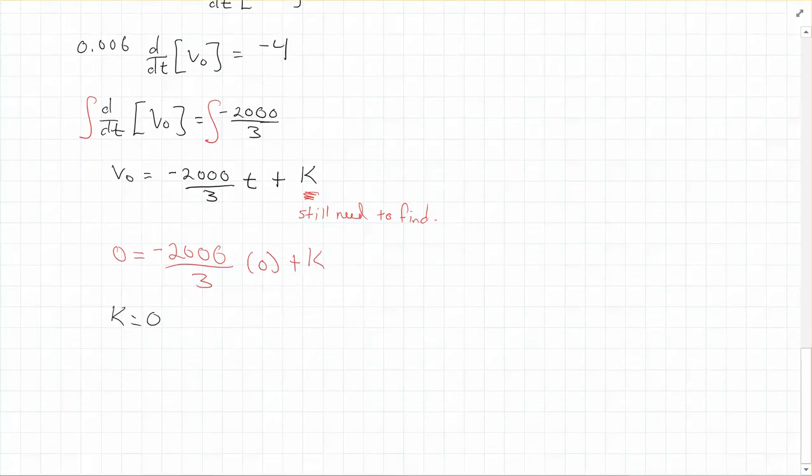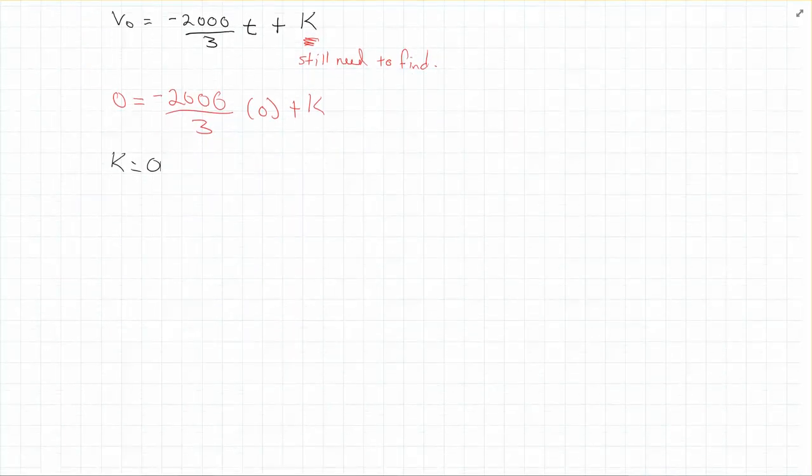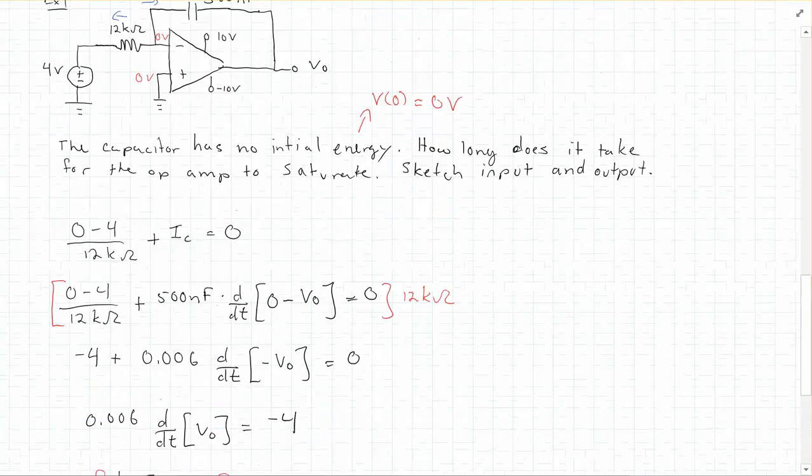Now you're not always going to get the constant being 0. You have to absolutely make sure that you substitute in to figure what it is. So then we get negative. So my final equation is that V out is -2000 over 3 T. So that's what my output voltage is.